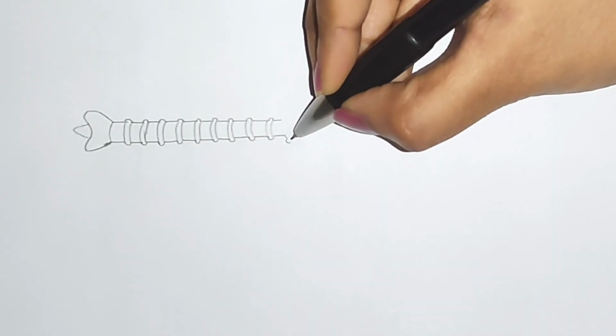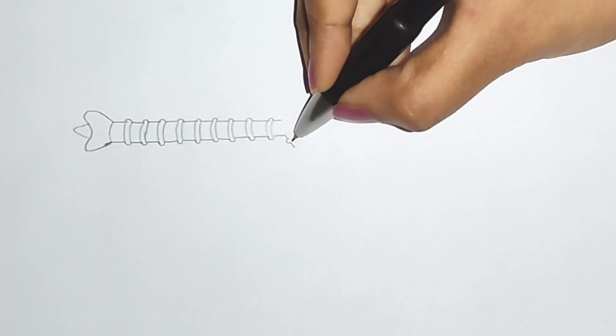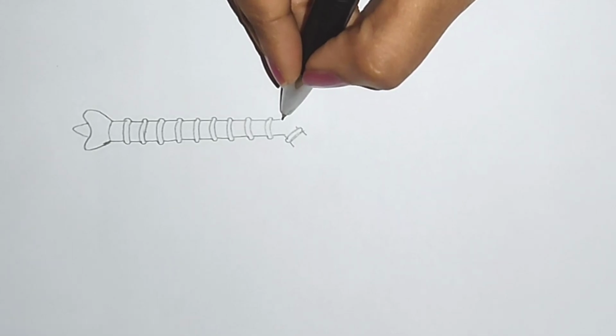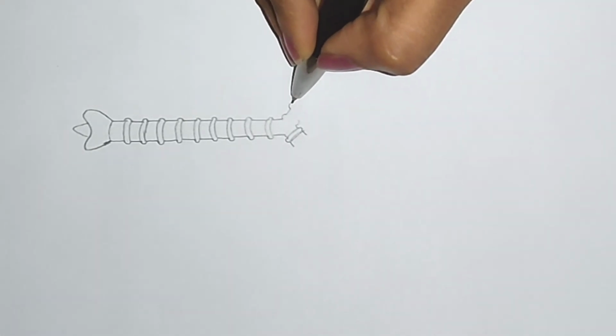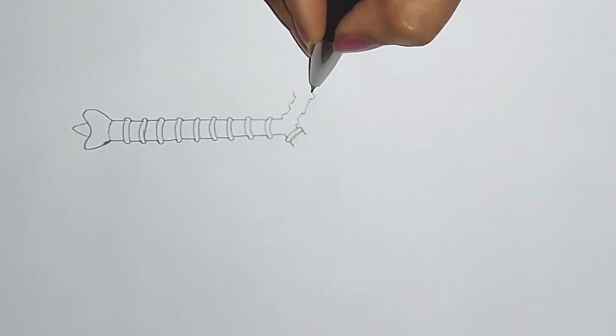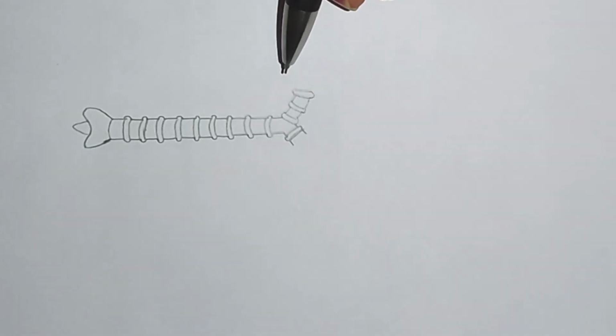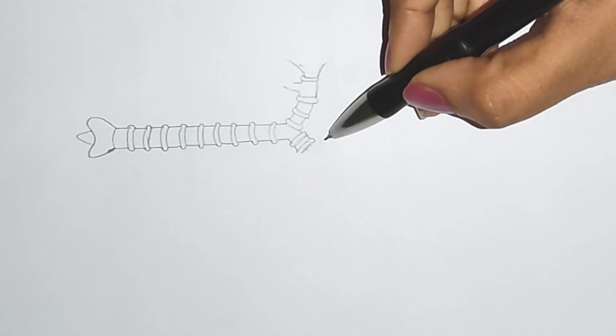After this, we should be giving two branches to the trachea, which lead to the lungs. Even these two branches will contain these curves and lines too, as I am doing in the video. It will be too easy for you guys.